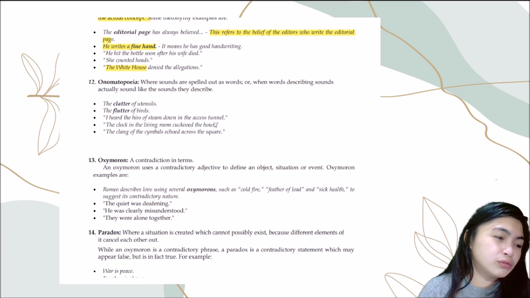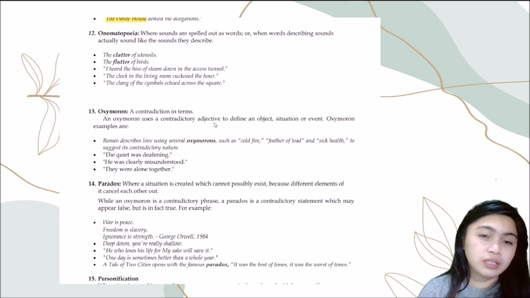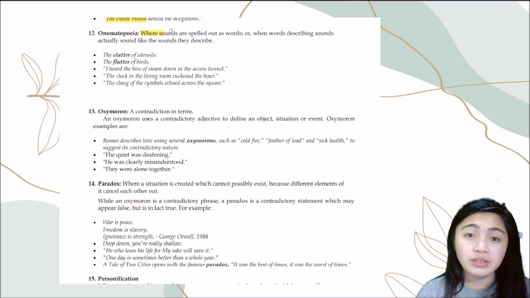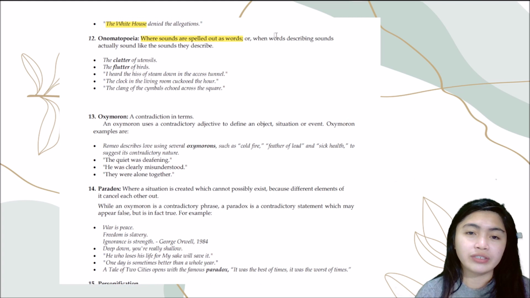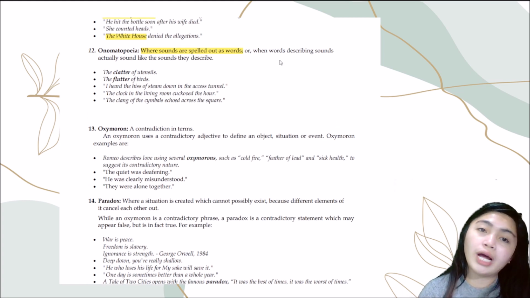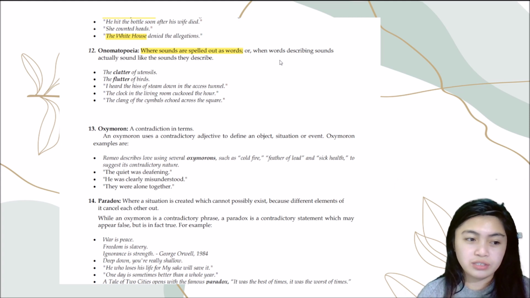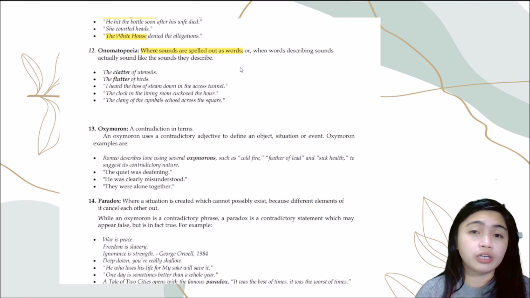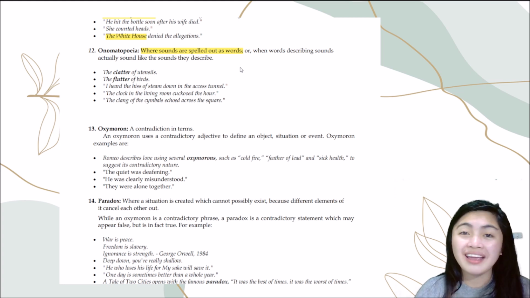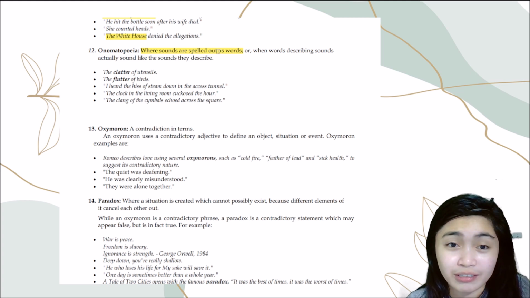And then, we move on to onomatopoeia. So, this is where sounds are spelled out as words. Okay. So, these are words describing sounds that actually sound like the sounds they describe. Okay, so, again, baka ma-confuse tayo. This is not like the interjections. So, onomatopoeia is not interjections. Baka ma-confuse tayo. Interjections is your hey, wow, ouch, yay, mga yan. So, hey, wow, hindi yan sounds. Okay? Hindi yan sounds na na-spell out as words.